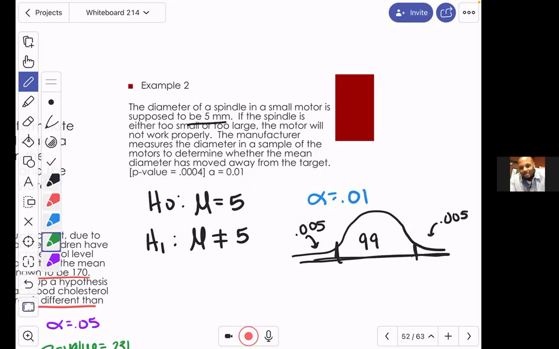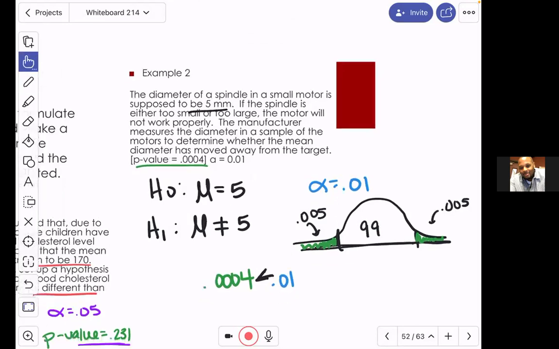Look at the p-value here. My p-value is 0.0004. Well, 0.0004 is clearly going to be less than this 0.005, right? Y'all see that? So where is it going to fall? Is it going to fall on the inside or in the rejection regions? Rejection. It falls in one of the rejection regions. We don't really know which one, we don't really care, but it's falling in one of the rejection regions. So we say the p-value is less than your alpha value of 0.01. That's how you read this.